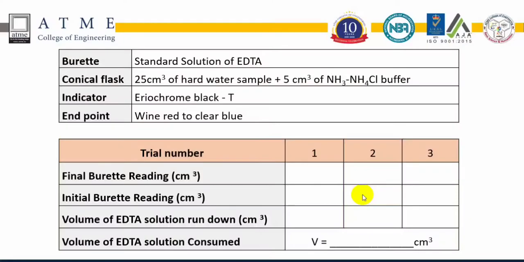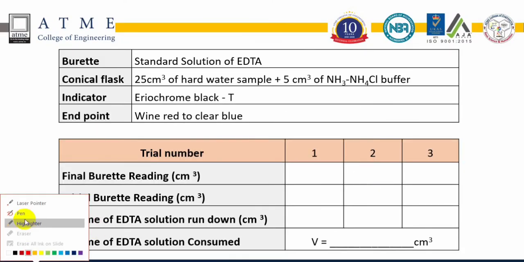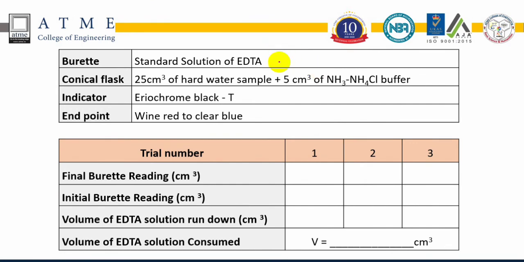Let us see the calculation part. So this is your procedure part where you will be using standard solution of EDTA in a burette, 25 cm³ of hard water sample in a conical flask, ammonia ammonium chloride buffer, and eriochrome black T, which is nothing but EBT. The change is wine red to clear blue. So if your initial reading is 0 and you got a final burette reading of 10.5, this is the transformation of wine red to clear blue. Your volume of EDTA run down is 10.5. 3 trials are compulsory. After each reading, you need to attest your values with the examiner.